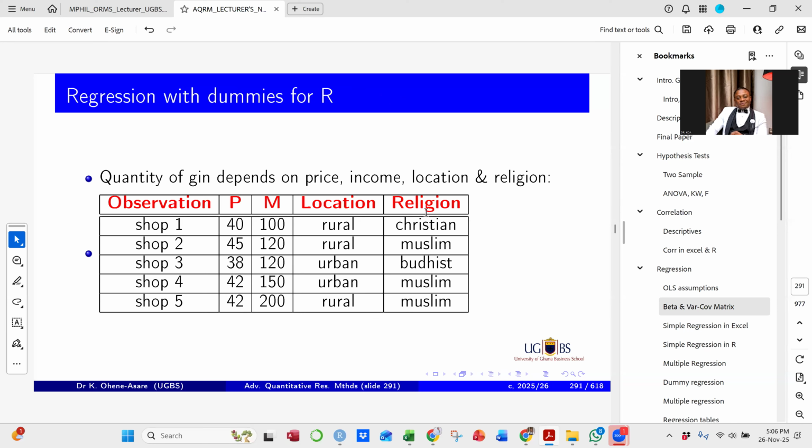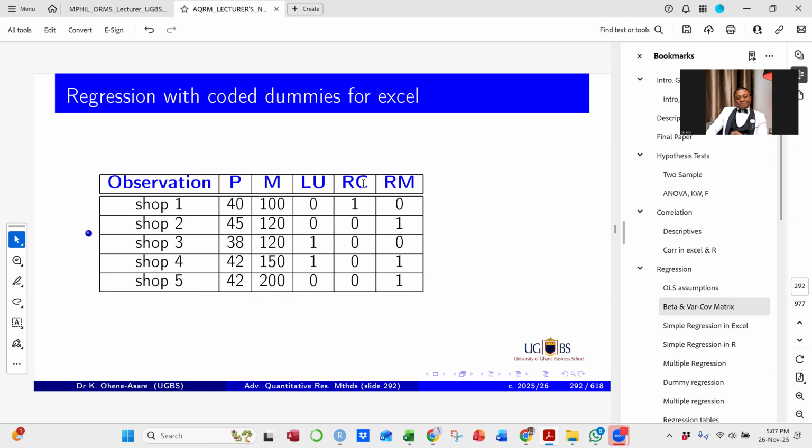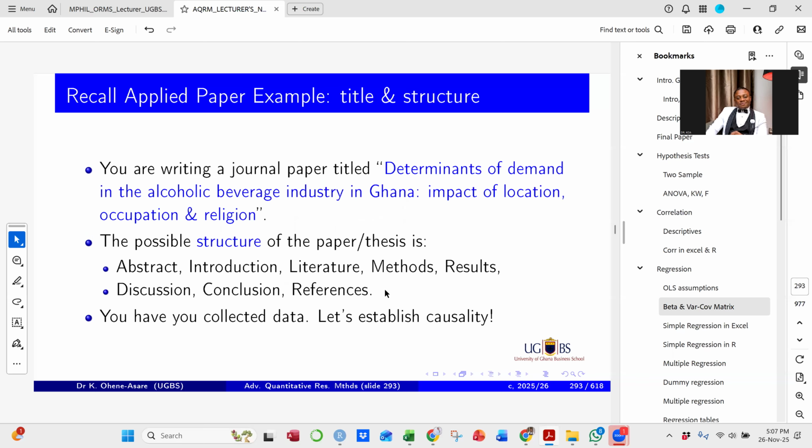So the dummies you create for religion will be 2 levels. So I created a religion dummy for Christian and then a religion dummy for Muslim. So Buddhist becomes a reference category. It means that anytime you talk about Christian, you're speaking about Christian in relation to Buddhist. That's what it means.